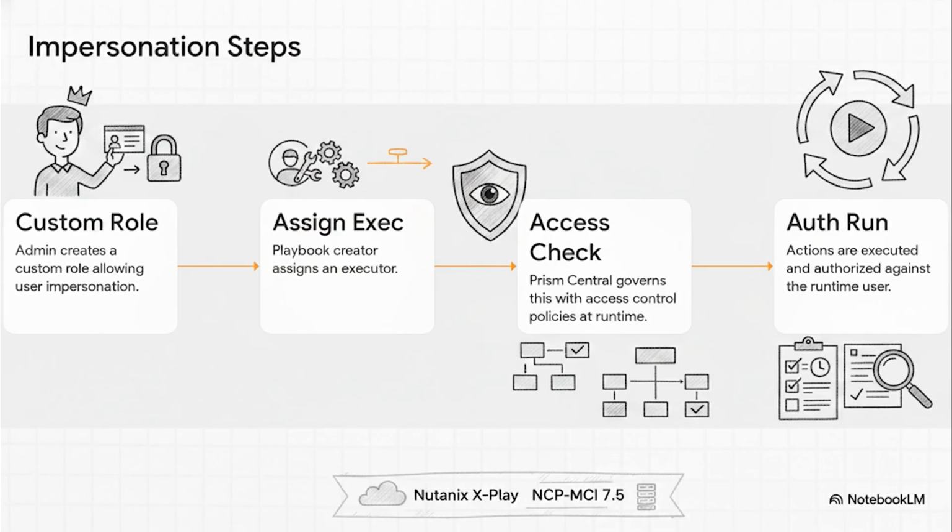So here is the workflow. Step 1. An administrator creates a custom role allowing user impersonation. Step 2. The playbook creator assigns an executor, the impersonated user. Step 3. Prism Central governs this with access control policies at runtime. And Step 4. The real underlying why for all of this. All actions are executed and authorized against that runtime execution user, meaning all your audit logs will correctly reflect that this specific user performed these specific tasks.